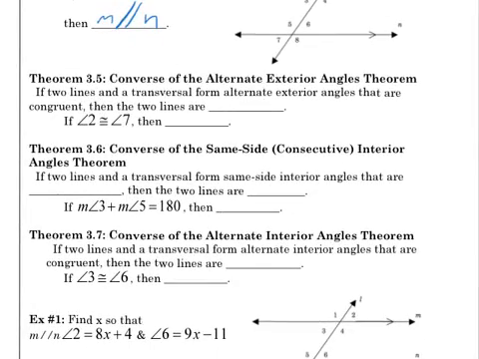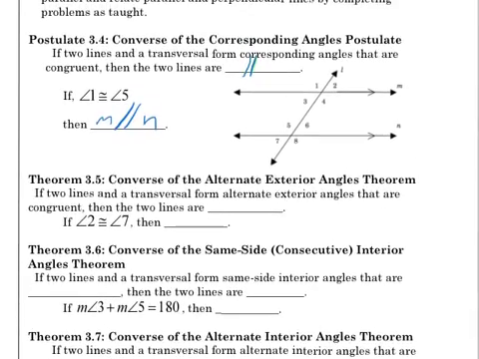Next theorem, if alternate exterior angles are congruent, of two lines cut by a transversal, then the lines are parallel. So it says two lines and a transversal form alternate exterior angles that are congruent, then the two lines are parallel. So here, if 2 and 7, alternate exterior, are congruent, then these lines M and N must be parallel. This is theorem 3-6, converse of the same side.